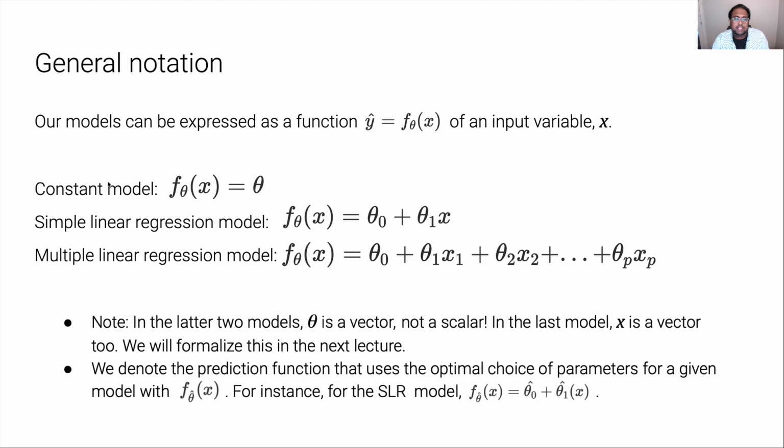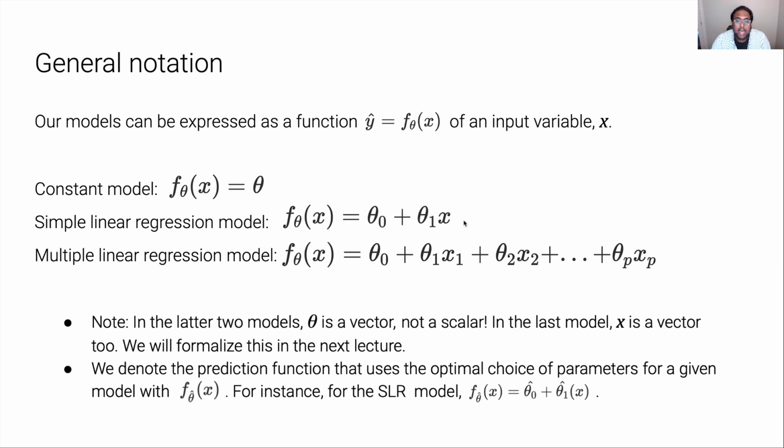Our constant model from last lecture can be written as f sub theta of x is equal to theta. This subscript theta refers to the choice of model parameters that we are using to make our predictions. For the constant model, the way we make our predictions is just by outputting theta. For the simple linear regression model, we take theta naught and add it to theta 1 x. In the multiple linear regression case, which is what we are now looking at, we make our predictions by taking x and applying this formula, this weighted sum of coefficients and x's.